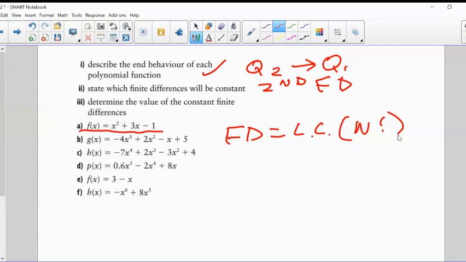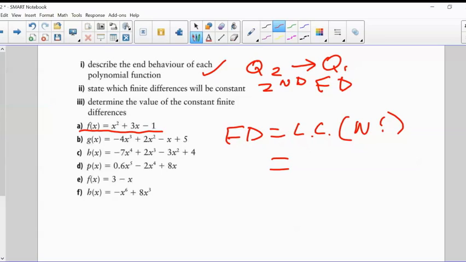All right. What is the LC in this case? What is the lead coefficient of the function we're looking at right now, Rylan? Look at the function. What's the lead coefficient? We talked about lead coefficients yesterday. And everybody else, just be patient.